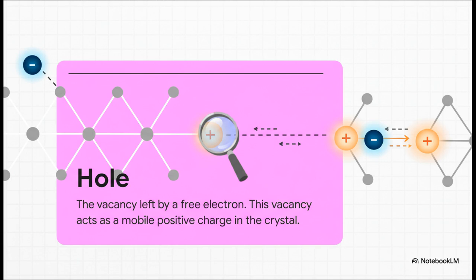So even though it's really the negative electrons that are hopping around, it looks exactly like the positive hole is moving through the crystal in the opposite direction. It behaves just like a real positive particle, which is why physicists have this neat term for it, a quasi-particle.